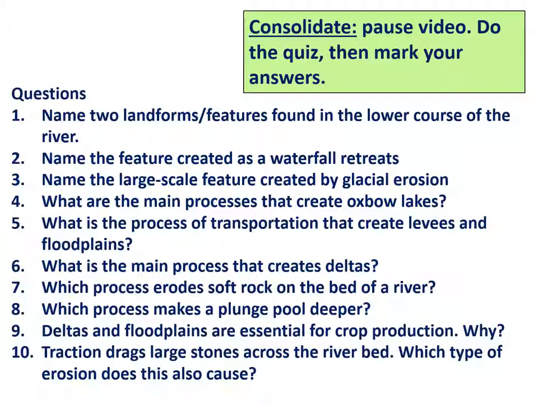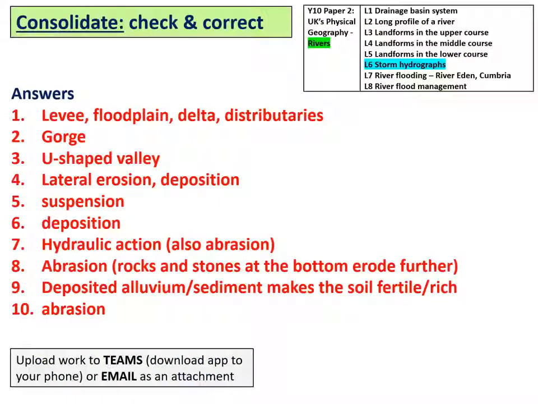To finish the lesson off, please pause the video and answer these consolidate questions. Now check and correct your answers. And next lesson, we're looking at storm hydrographs. After that, we're going to look at a case study called the River Eden in Cumbria. And then we're going to look again at river flood management, just as we did with coasts. I'll see you then.